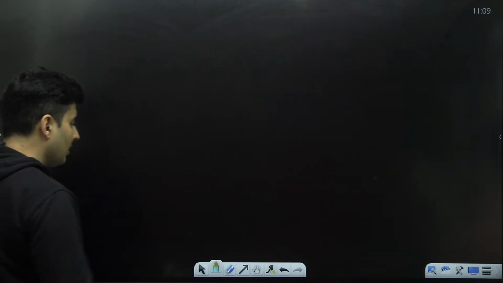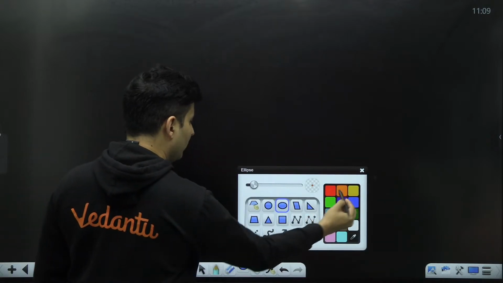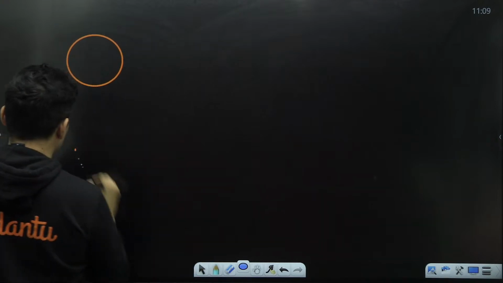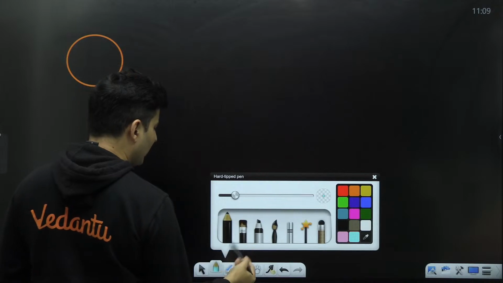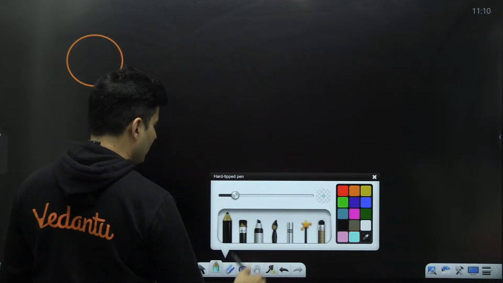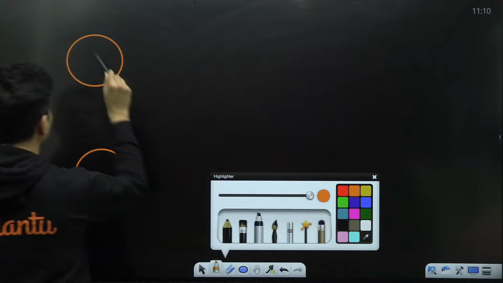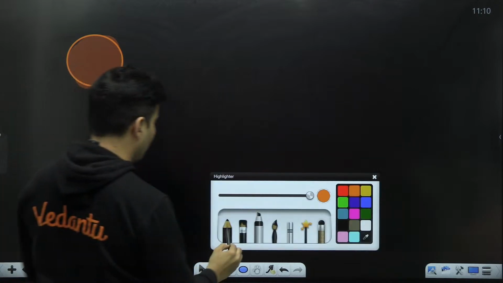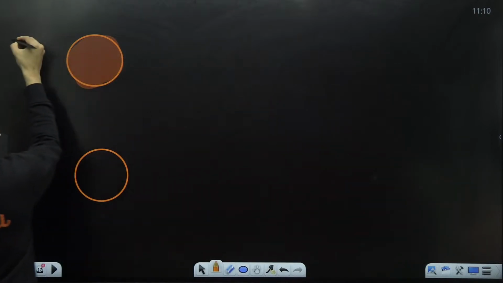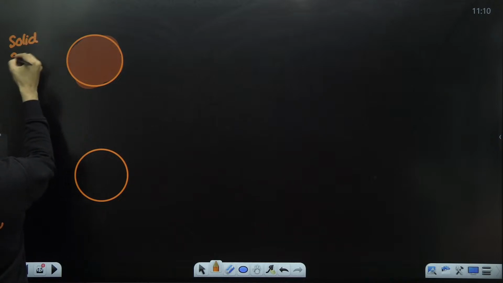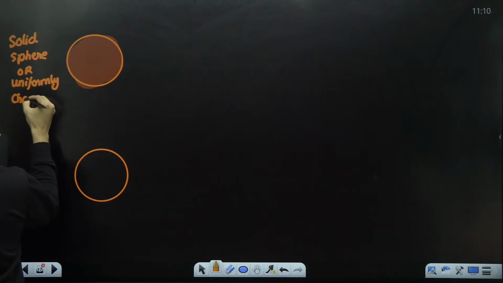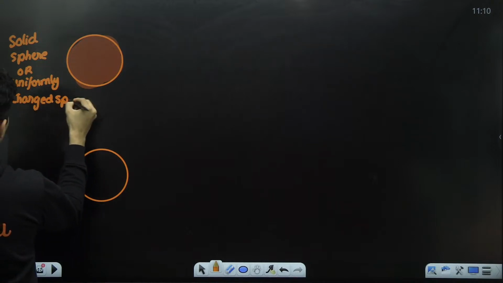Some basic formulas of fields which you should be aware of: if you take a solid sphere versus a hollow sphere, I'll just do it for gravity. The same thing applies for electrostatics. No point doing it two times for the same thing. So once for the solid sphere and then for the hollow sphere, guys. So this is for a solid sphere or uniformly charged sphere.